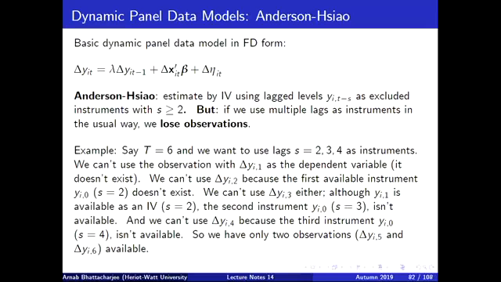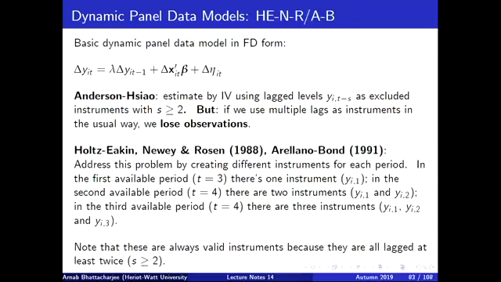So that is what Anderson-Hsiao suggested. Now, in Arellano-Bond, well, really, that is what this estimator is known as. However, this estimator was discovered before Arellano and Bond. So I think one should give appropriate credit to Holtz-Eakin, Newey, and Rosen. In 1988, they proposed this estimator, a few years before Arellano and Bond. Arellano and Bond formalized it in a particular way.